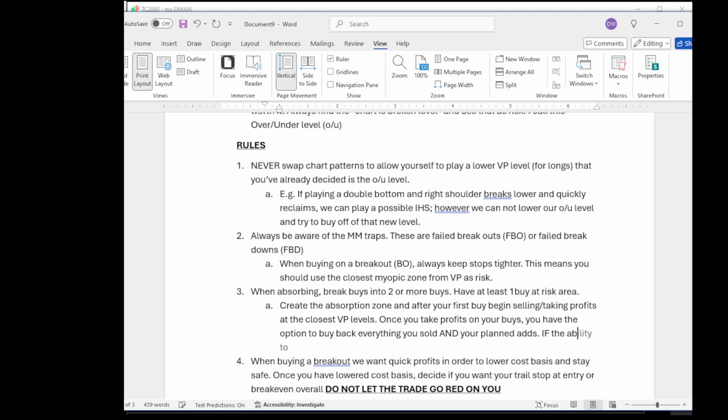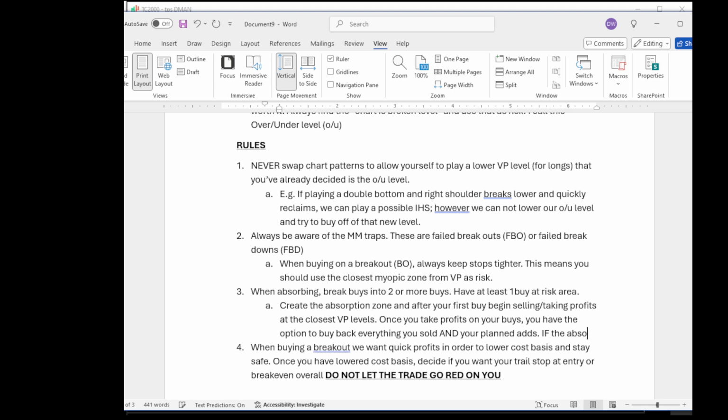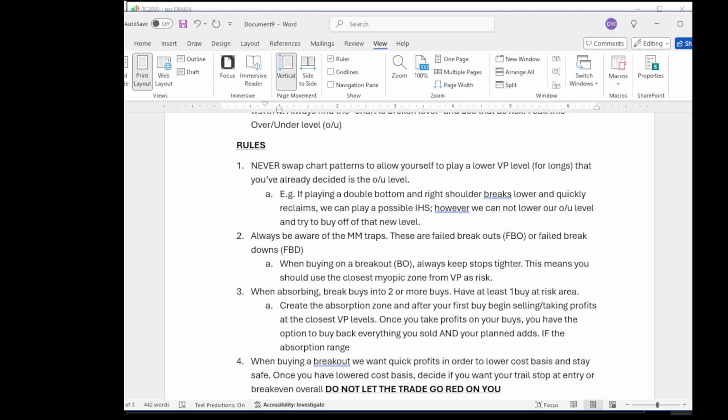If this is going to be the art. If the absorption range is hit and bounced, this is the art of it. So if the absorption range is hit and price bounces, see the word I want to put in here, it's not enough. If it bounces far enough away, you need to take away your adds.